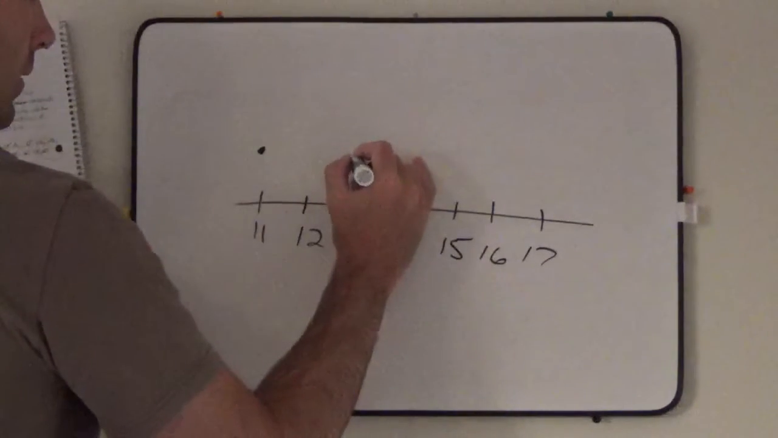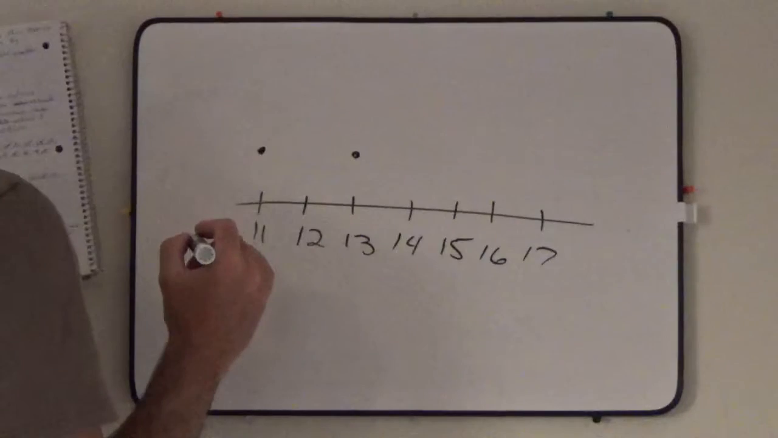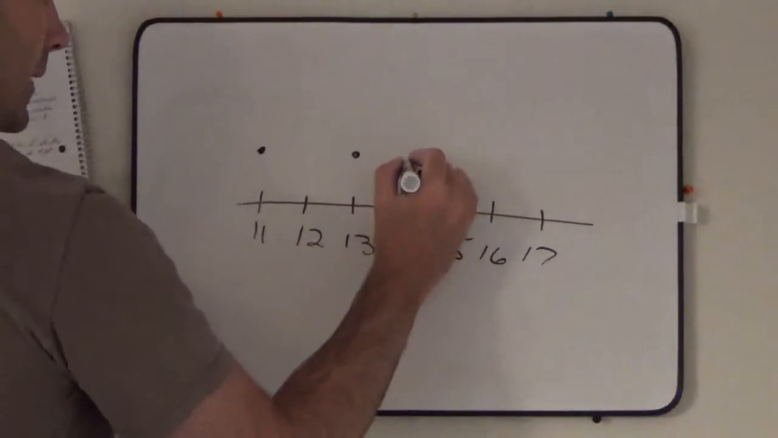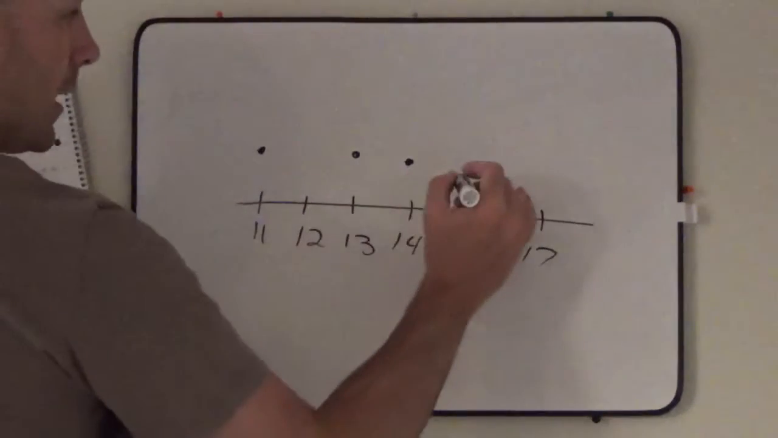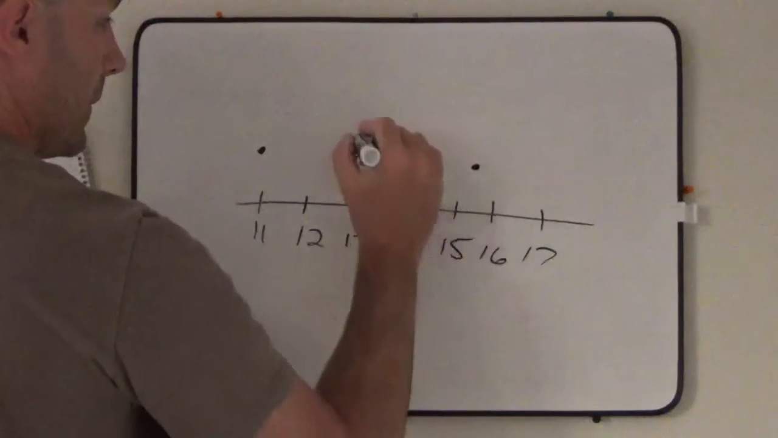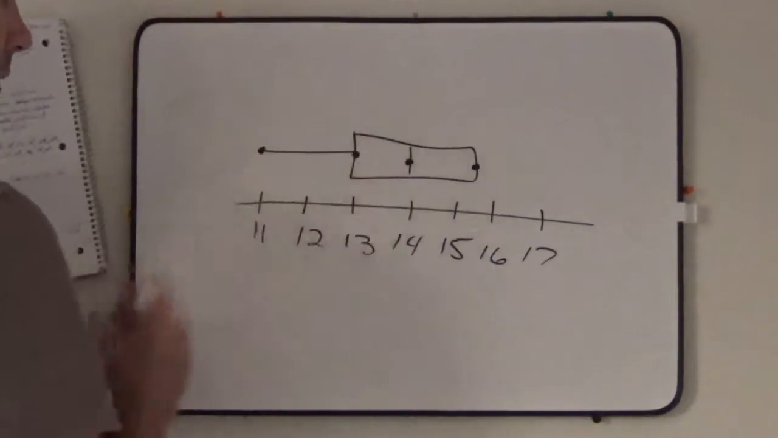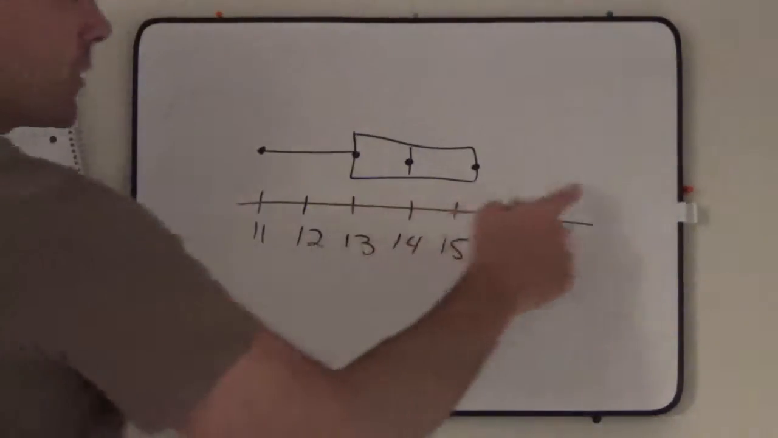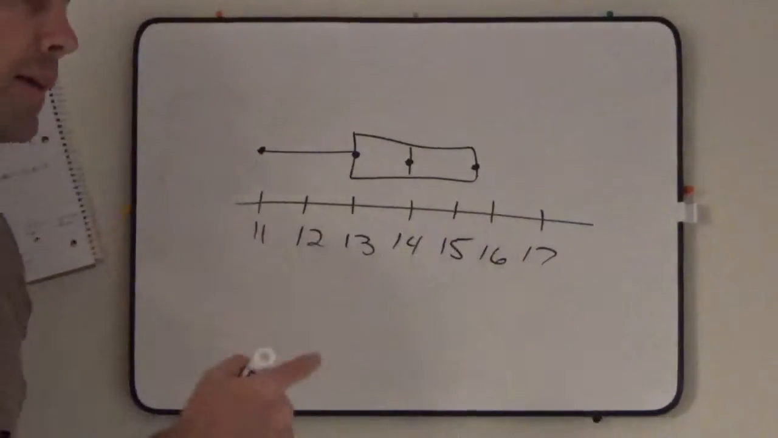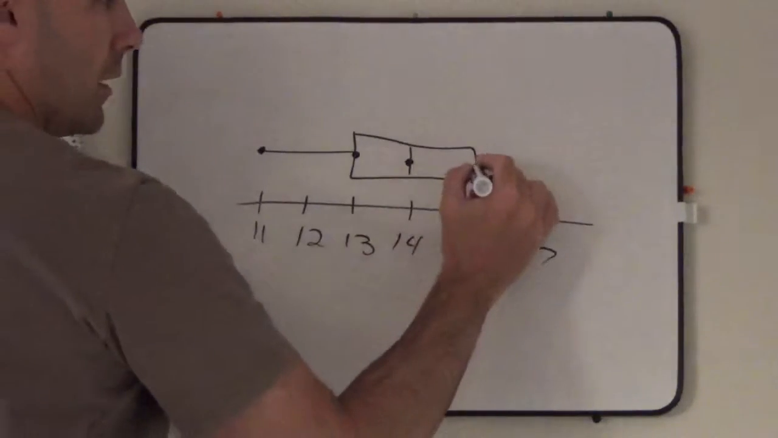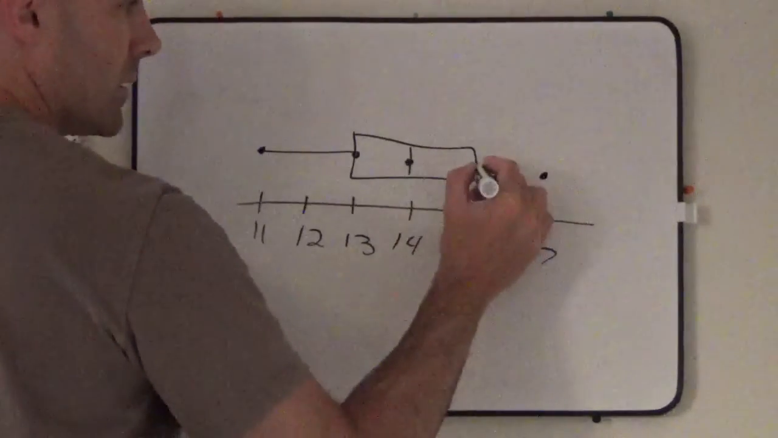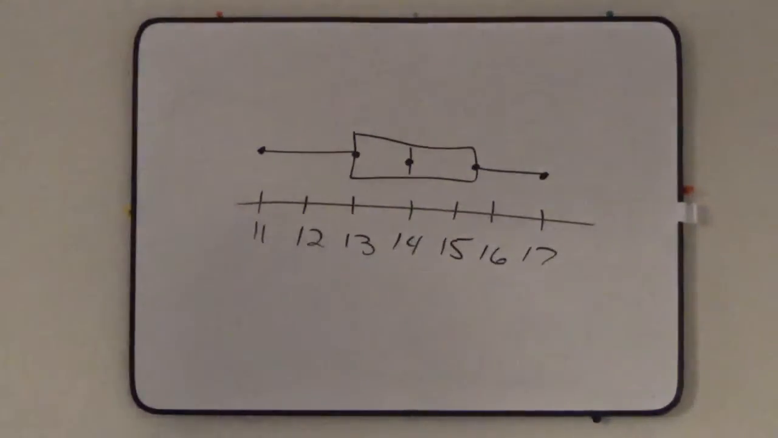13 was the lower quartile. The median was at 14. The upper quartile was at 15.5. Draw my box around it, put a line through that. Here's my first whisker. Normally I would go to 21 here, but because this is modified, I drop off the outlier, and 17 is my next biggest number. So there's my modified box and whisker.